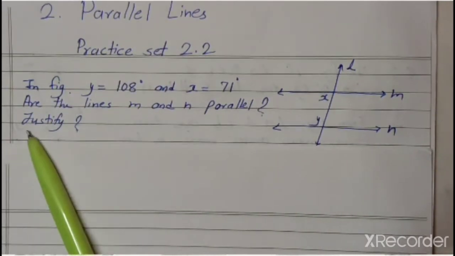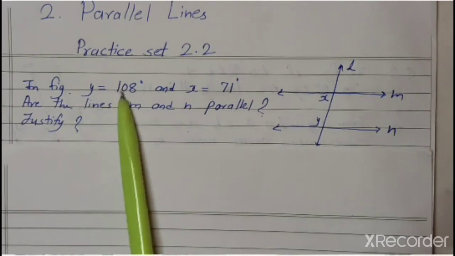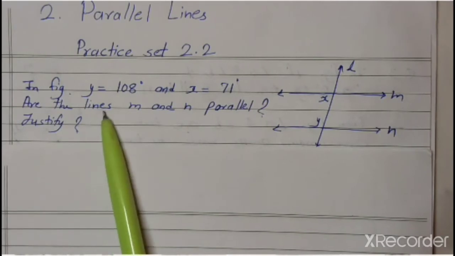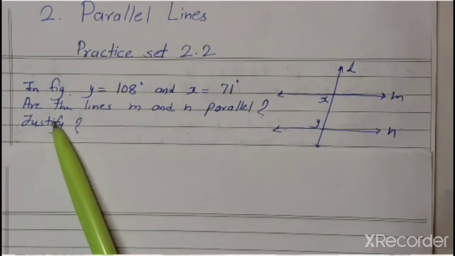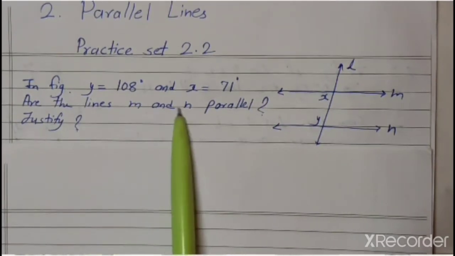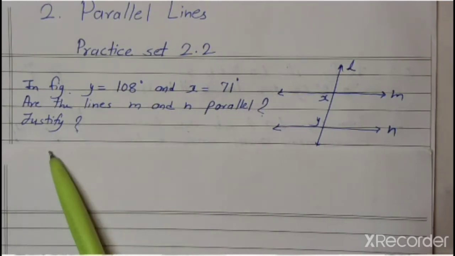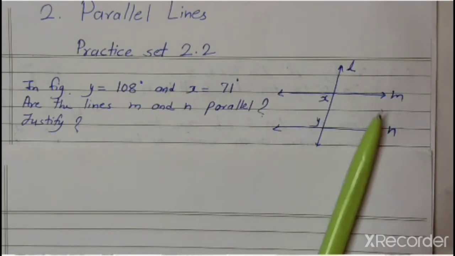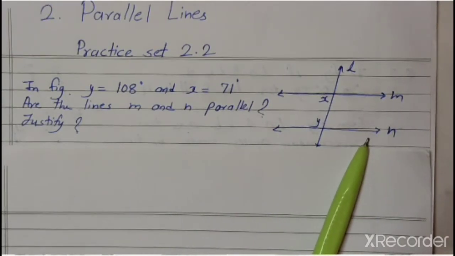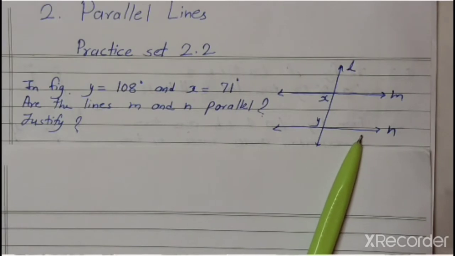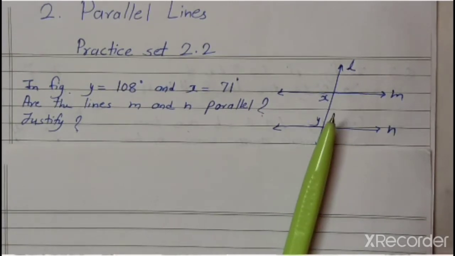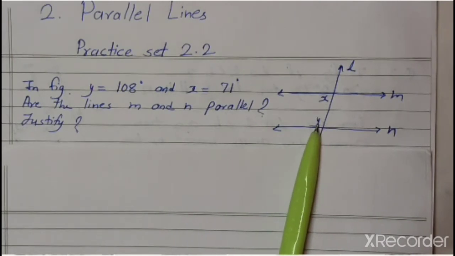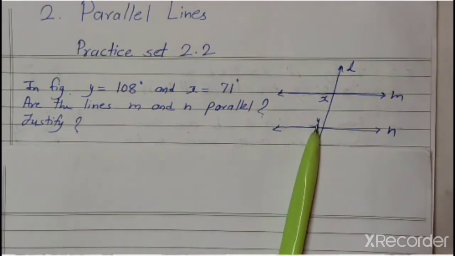This is our first question. In this question, angle y is equal to 108 degrees, x is equal to 71 degrees, and the question asked is: are the lines M and N parallel? Justify it. Here we have to find out whether line M and line N are parallel with each other or not. In this diagram you can see angle X and angle Y both are interior angles.